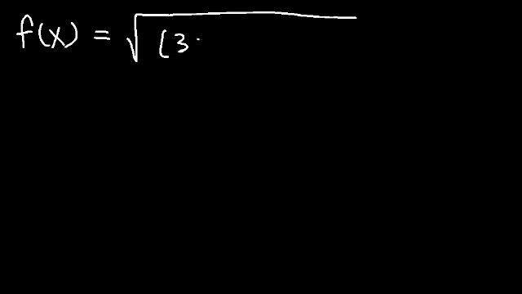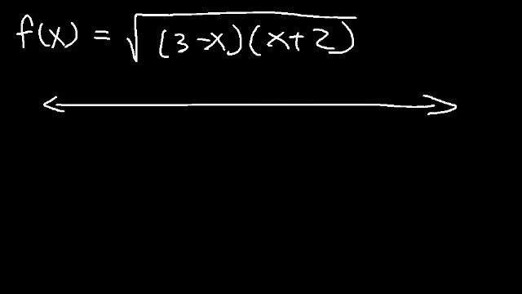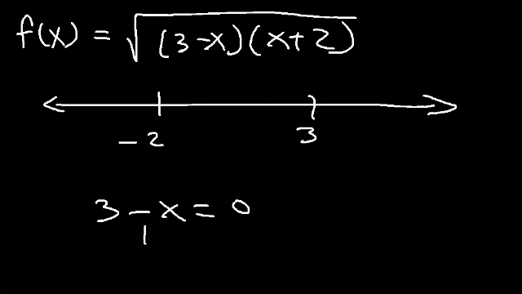So this is going to be the last example for today. Now this problem is already in factored form. Go ahead and find the domain for this square root function. It's easy to see that the critical points will be negative 2 and positive 3. If you set x plus 2 equal to 0, x will equal negative 2. If you set 3 minus x equal to 0, all you need to do is add x to both sides, and then you'll see that 3 is equal to x.